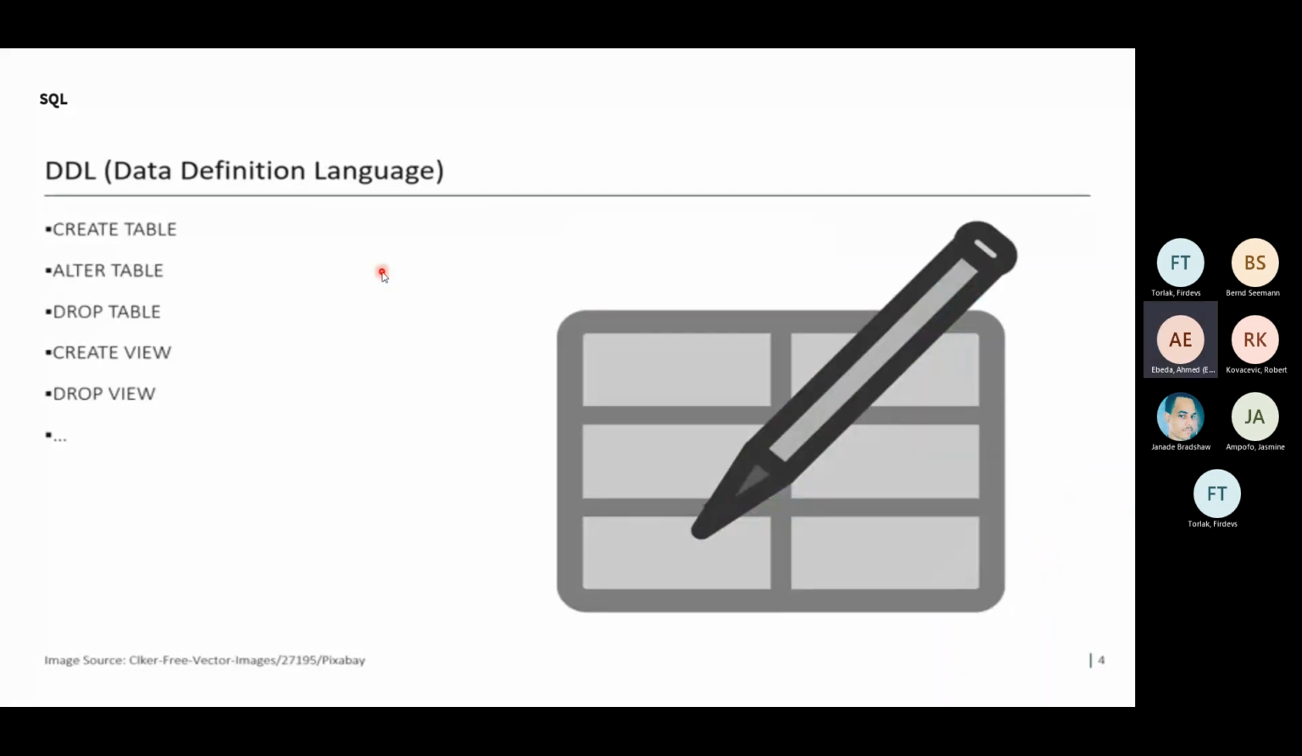DDL, or the Data Definition Language, is used to create and modify the database objects. For example, we can create a table using create table, and we can change the schema or structure of a table using alter table, and we can remove a table from the database using drop table. There are other objects that we can use DDL statements with, such as views.